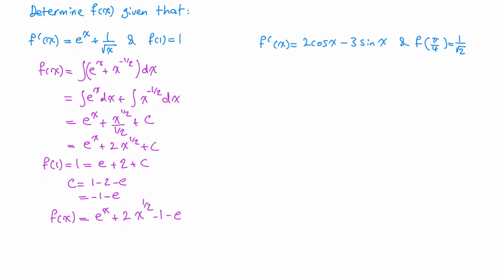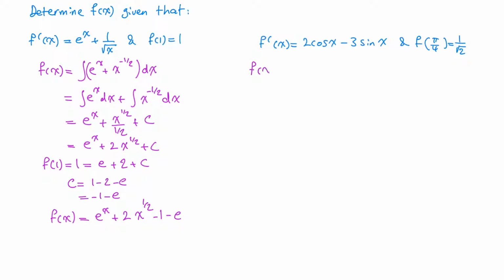My second function is more of a trig function, so I have f prime of x is equal to 2 cos x minus 3 sine x, and I'm given that f at an x value of pi over 4 is equal to 1 over square root of 2. So the first thing I have to do again is to find the integral of f prime of x to find my function.